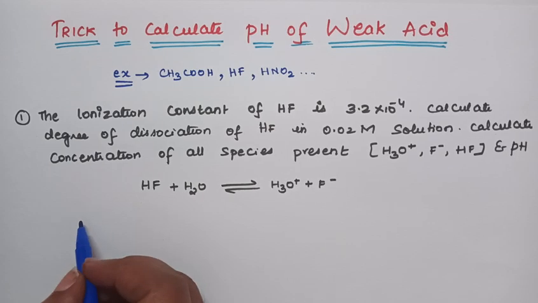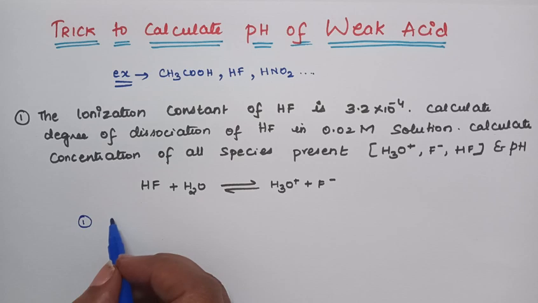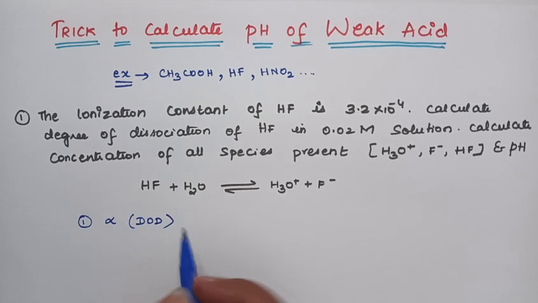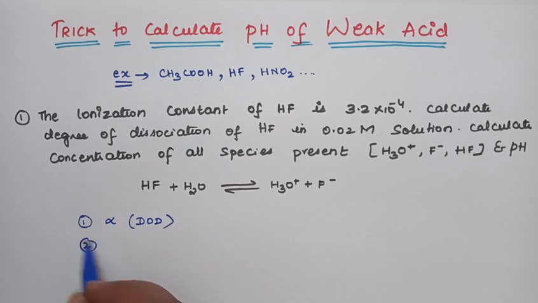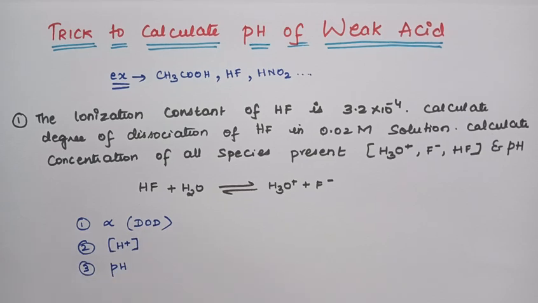You have to follow these 3 steps. What is that? First step is you have to calculate alpha. Alpha is nothing but the degree of dissociation. Second step is you have to find the concentration of H plus ion. Third step is you have to calculate pH. So these are the only 3 steps you have to follow. So now let us see whether the given acid is a strong acid or a weak acid. Let us understand by taking one example.